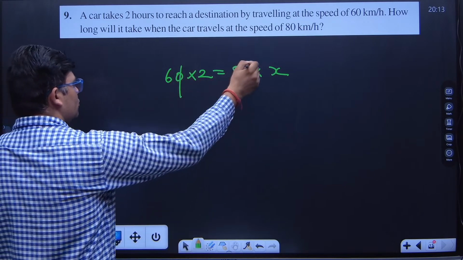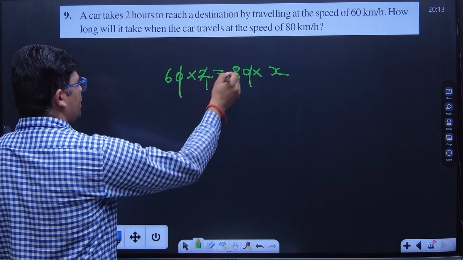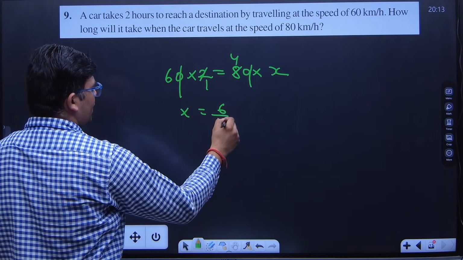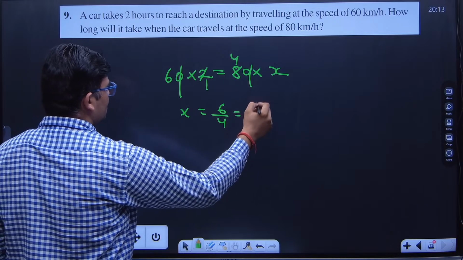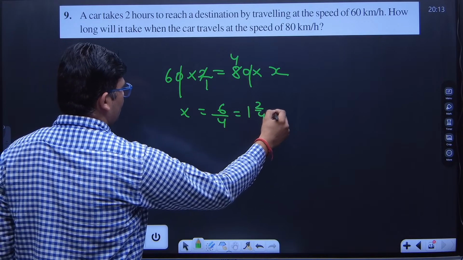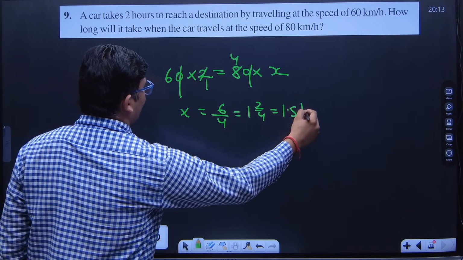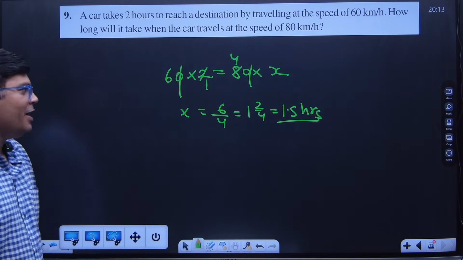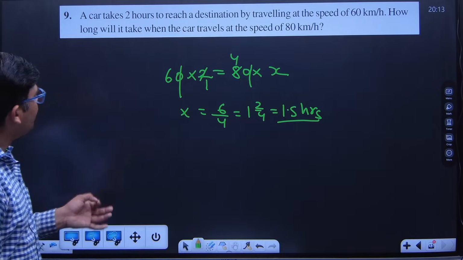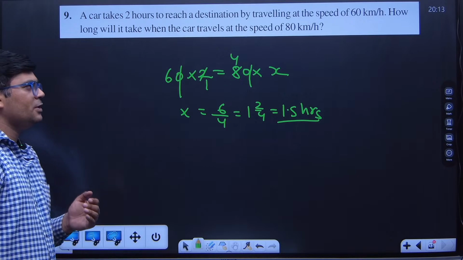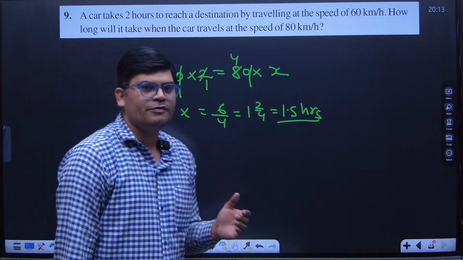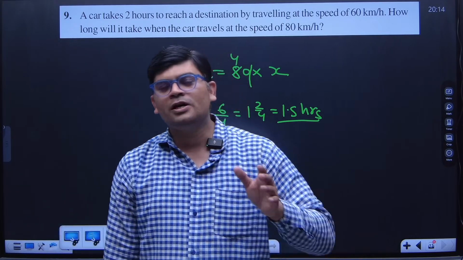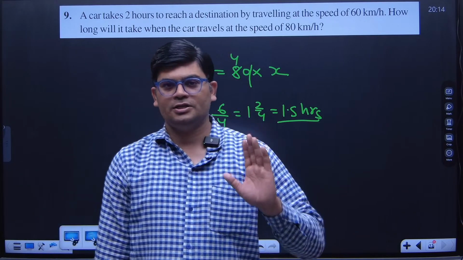So 2 into 1, 2 into 4. So x will be equal to how much? 6 by 4, which is 1.5 hours. So 1.5 hours it will take when the car travels at the speed of 80 km per hour. Why is this a case of inverse proportion? Because as we increase the speed, the total time duration will be decreased.